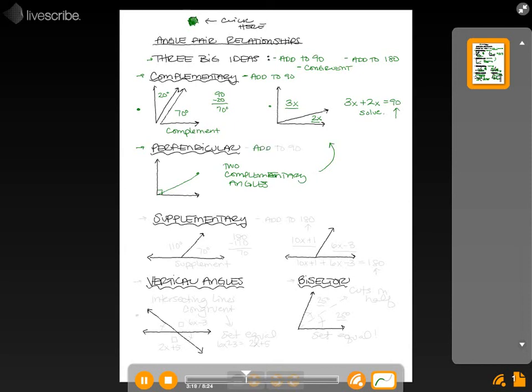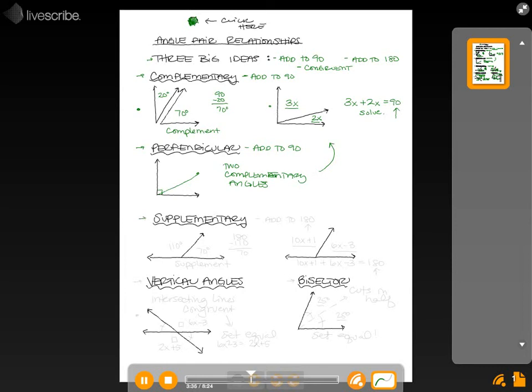It's going to add to 90, which is your big idea. Those 2 are the first big idea. They're going to add to 90. They're the only 2 angle relationships in this video that are going to add to 90. So complementary and perpendicular, remember, they go with 90 degrees.